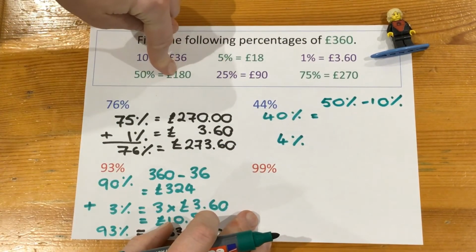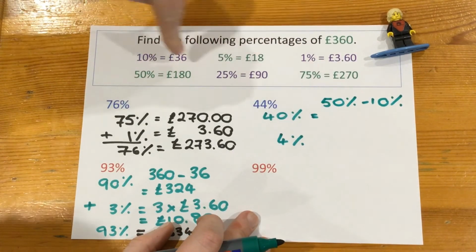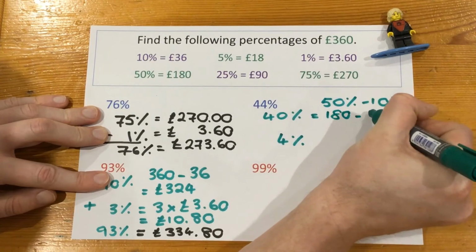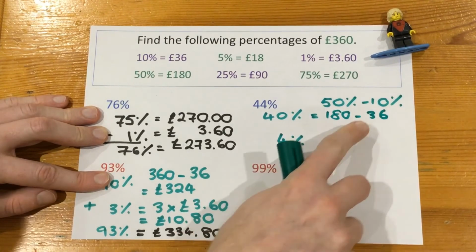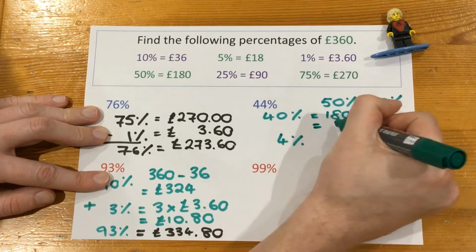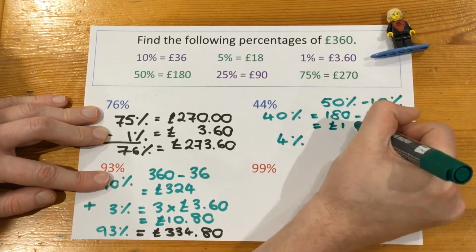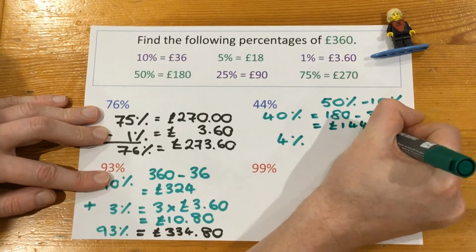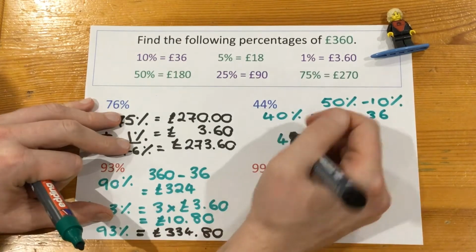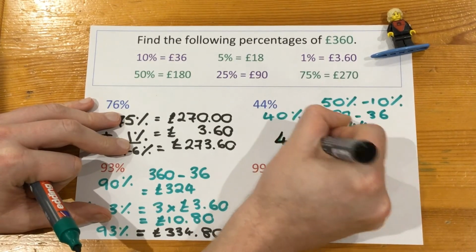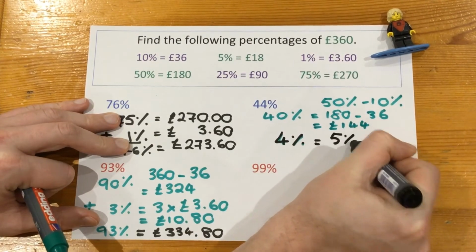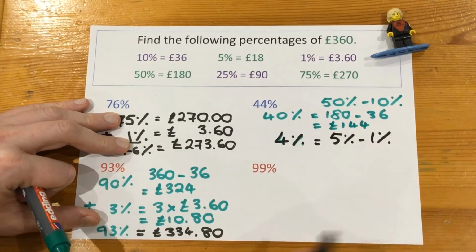50% is £180, 10% is £36. So £180, take away £36, take away the 30 is 150, take away the 6 is £144. I'll do 4% in a different colour pen, just to try and break things up, make it a bit clearer. 4%, I'm going to do 5%, subtract 1% to work out my 4%.